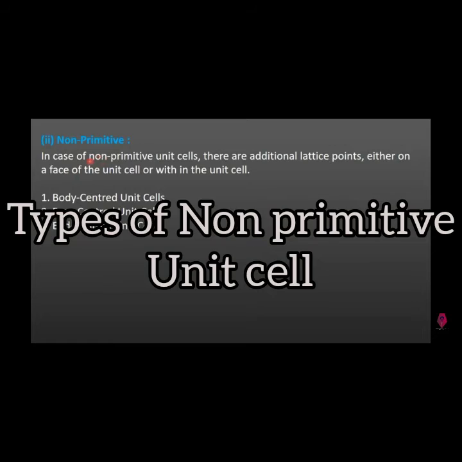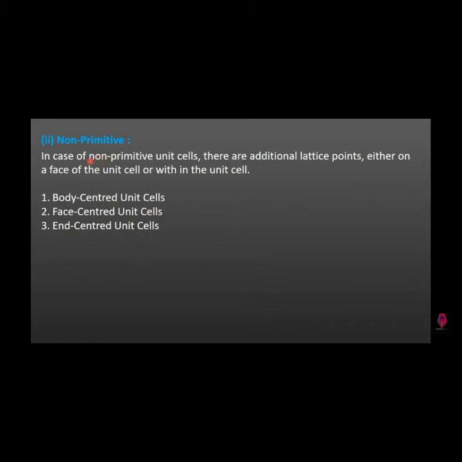Next we are going to calculate the number of atoms in a cubic unit cell. In total, in the cubic unit cell, these 3 come under non-primitive unit cells. Number 1 is simple cubic, second body centered cubic, and the third one is face centered cubic unit cell. So these 3 come under non-primitive unit cells.